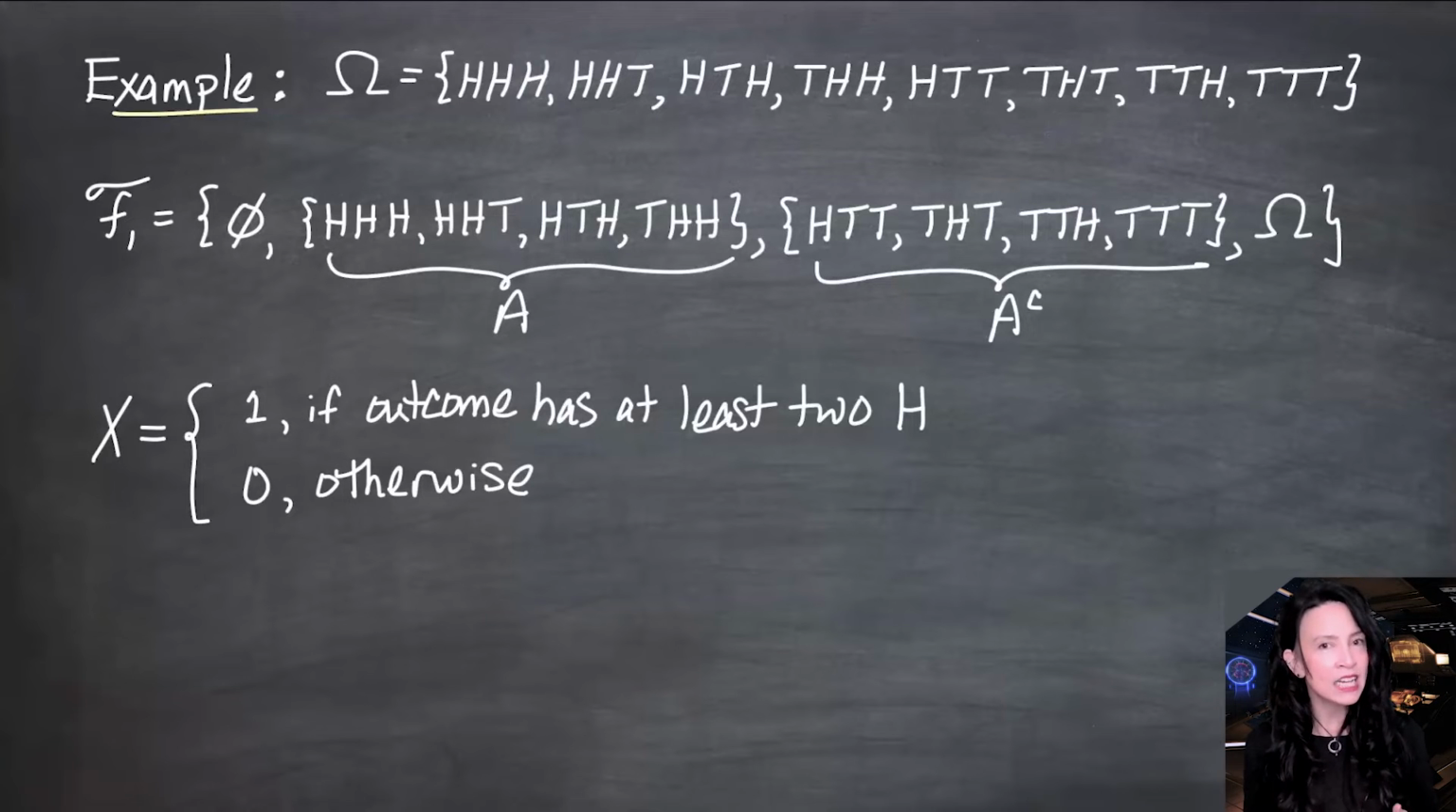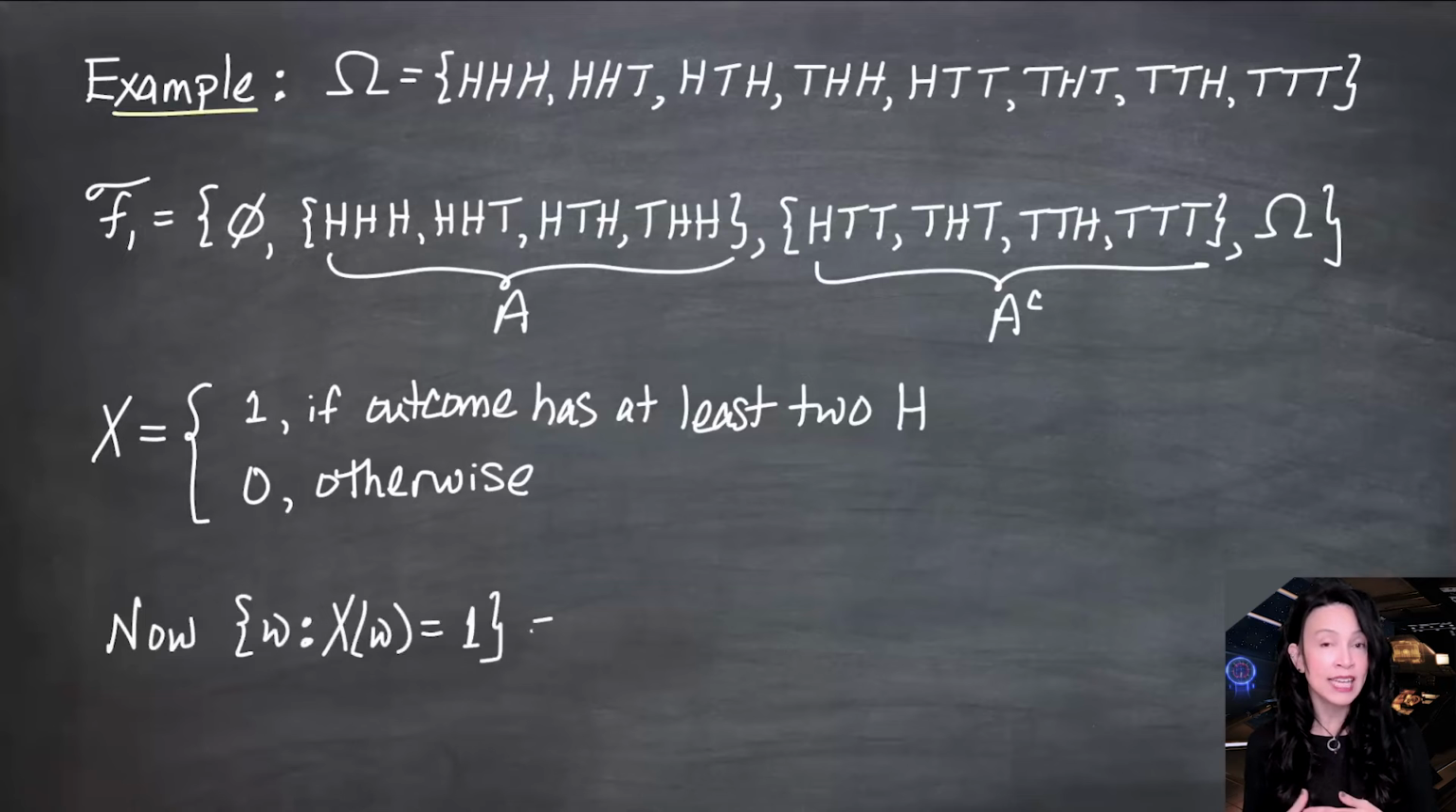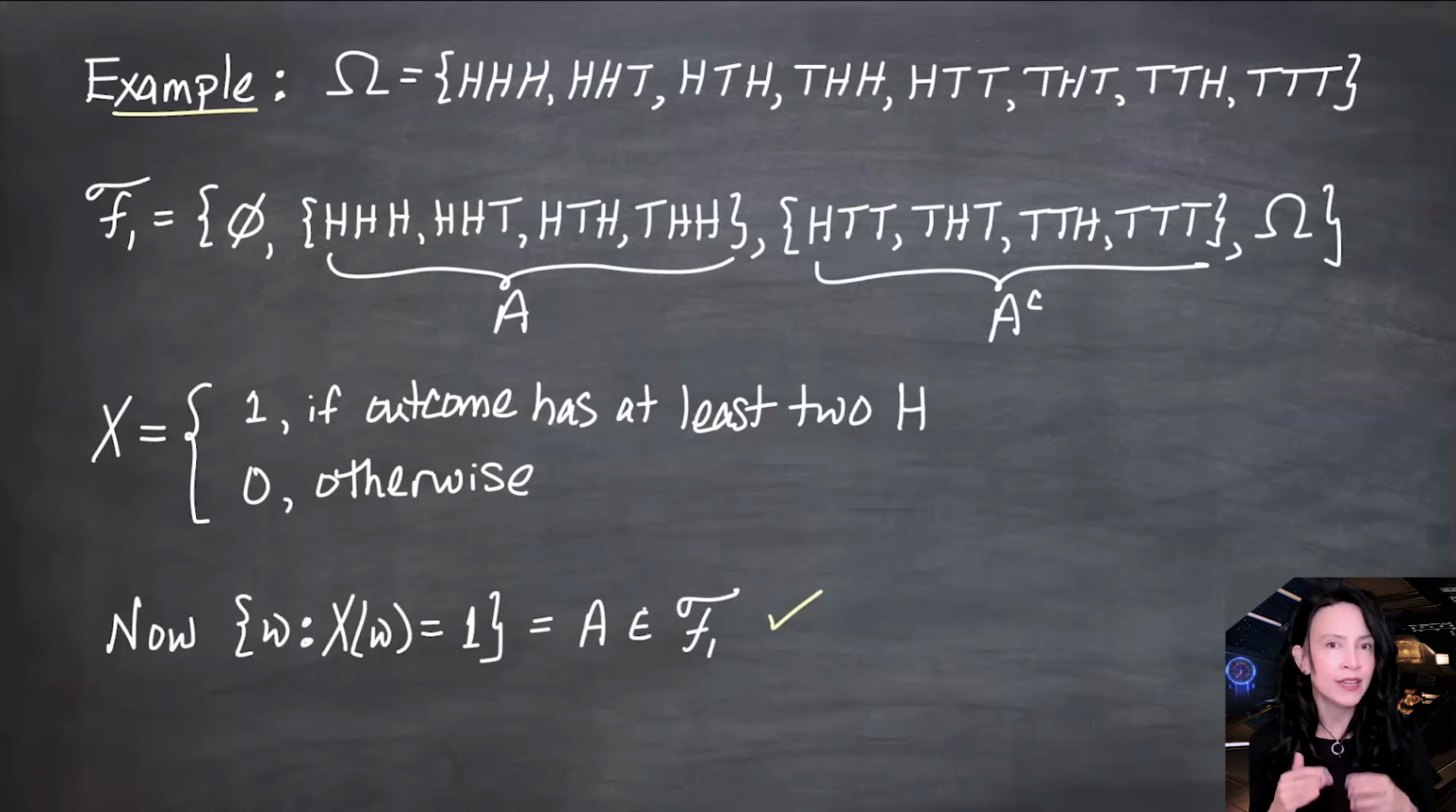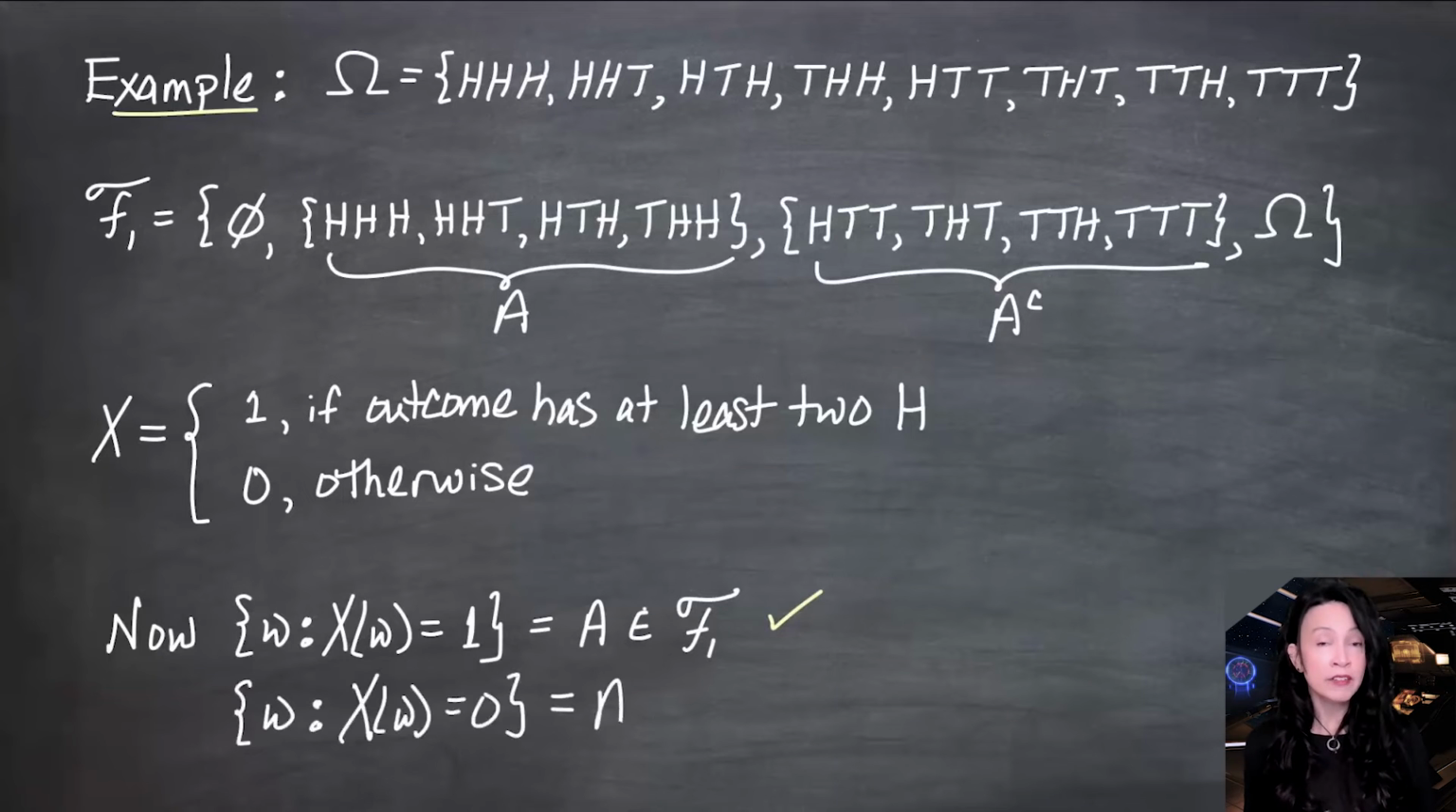If we look at the set of omega for which x of omega equals 1, that is precisely the set A. And A is in F, and therefore is measurable. So I actually don't even need to bring probability into it. That's automatically there for the sets in F. We just want to show that these inverse images sets are in F. Similarly, if we look at the omega for which x of omega equals 0, that corresponds to the set A complement, which is in F.